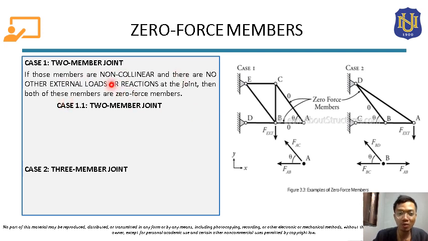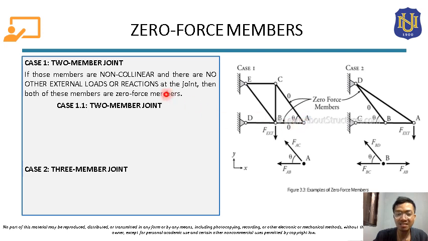The first condition for case 1 is that those 2 members should be non-collinear. In this case, these 2 members are non-collinear, right? The second condition is that there should be no external loads or reaction. For this joint, there is no applied load here, right? And there is also no support here, so there will be no external reaction because this is not attached to a support like this. So there is no external load and no external reaction here.